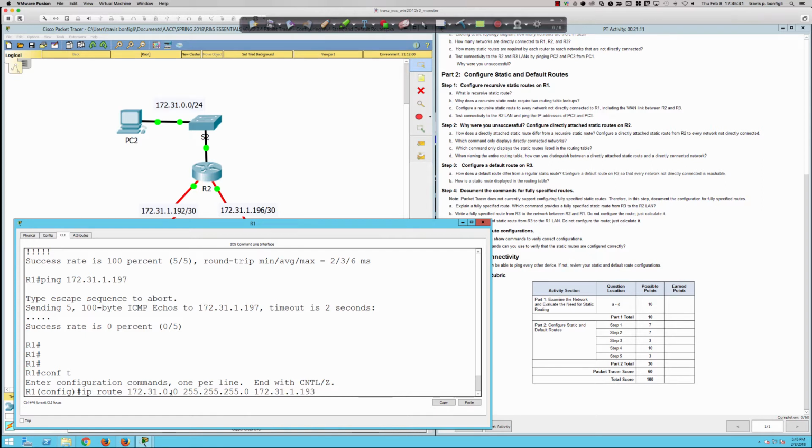172.31.1.193. In other words, I'm instructing router 1 that for any traffic that shows up with a destination IP address in that subnet, which PC2's IP is in that subnet, you're going to send that traffic to 172.31.1.193. Now, that's all fine and dandy.